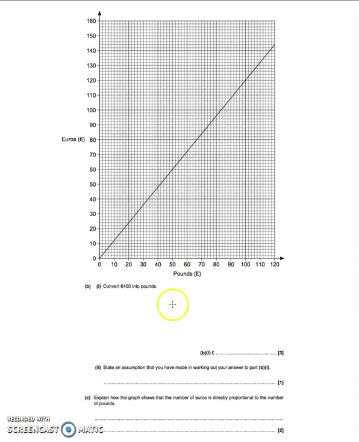We have to convert 400 euros into pounds, and you can see this scale doesn't go up to 400 euros, right? And that's the issue with this question as well. We're getting 3 marks for this. So the way that I would do this is I would go up to 100 euros, find out what 100 euros is going to get us in pounds, and then multiply that answer by 4.